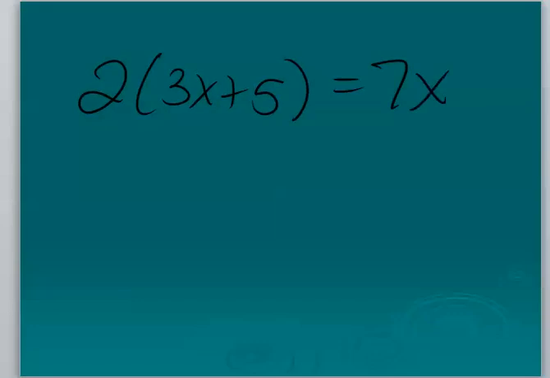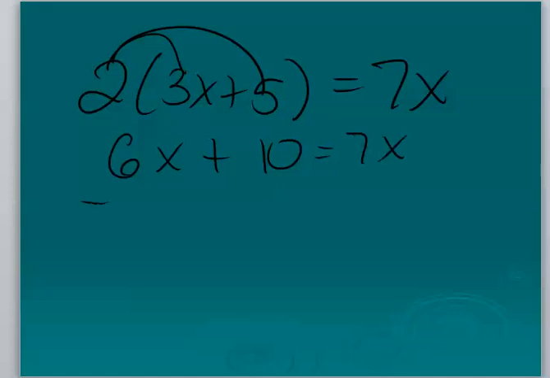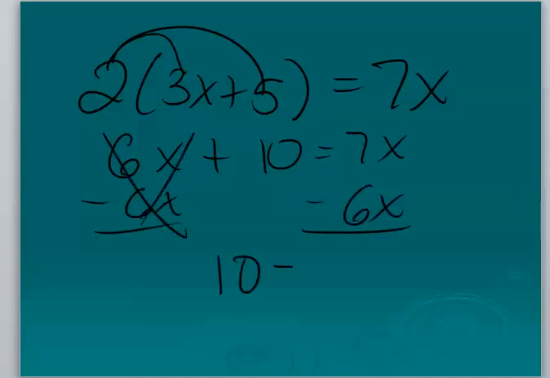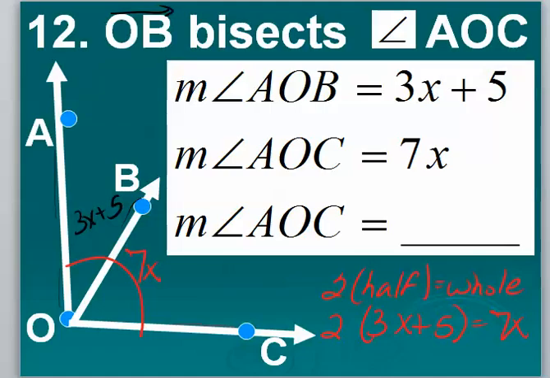Anytime you have only half of the figure, one half of the angle or the other, you multiply that by 2. So 2 times 3x is 6x. 2 times 5 is 10 equals 7x. If we subtract the 6x because it's smaller from both sides, we get that x is 10. Again, we need to go back and plug in. So x is 10. We want the measure of angle AOC, so 7 times 10 is 70 degrees.